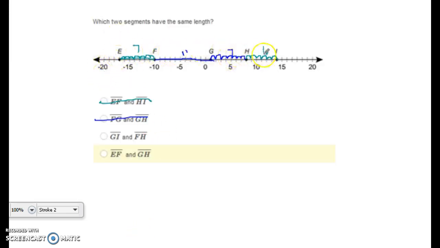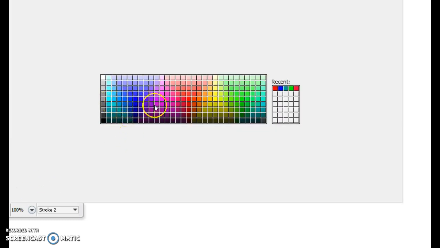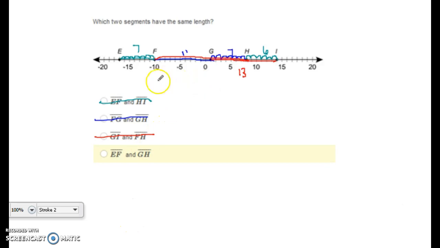GI. I got a lot going on here, but it's from the red to the red. So it looks like we go from 1 to 14, so that's probably 13 units. And then FH is really long. I'm not even going to count that. I can tell that those are not going to be the same length. And then the last one, we have EF, which we already said was 7. And then GH, we already said that one was 7. So there we go. Those are the same length.